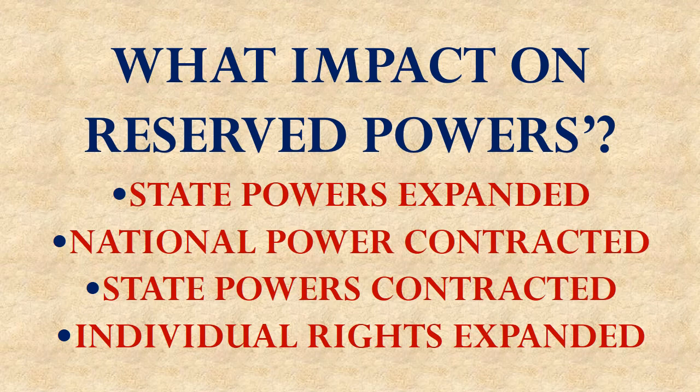What impact do implied powers have on reserved powers? State powers are expanded. National power is contracted. State powers are contracted, or individual rights are expanded. State powers are contracted. In other words, as the national government expands its powers through the notion of implied powers, it's gobbling up powers that belong to the states. So the states have less and less power. So their powers are contracted, in other words, made smaller.